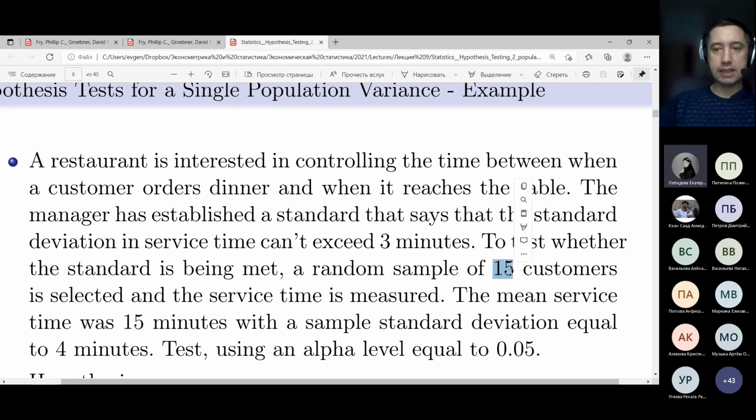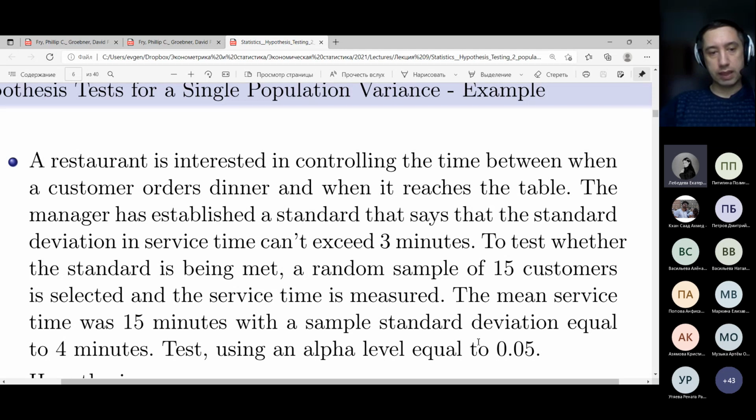Therefore, 15. Therefore 4 minutes is a random number, because if someone surveys other persons, other customers, the standard deviation can be different. Well, okay, we know that 4 is a random number, 15 also is a random number. And 3 isn't a random number because it's our standard. So hence s is 4, sigma is 3.